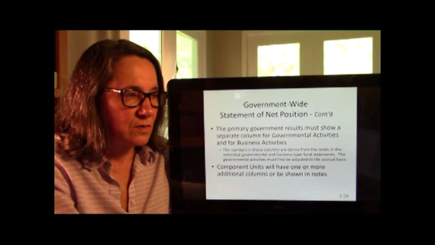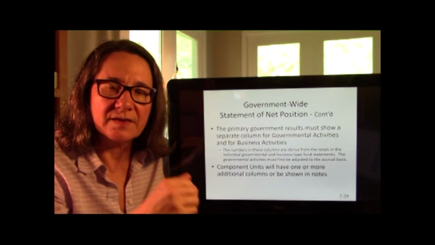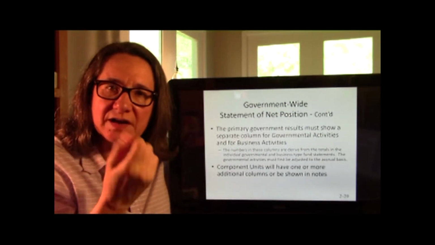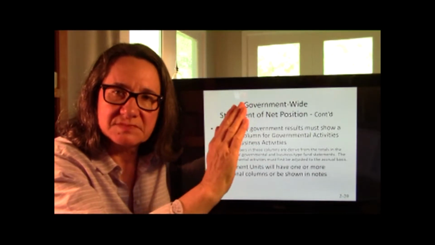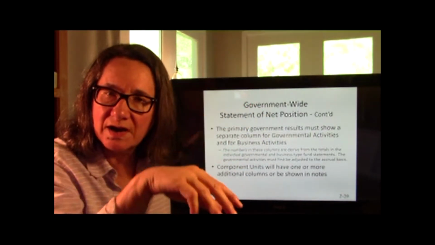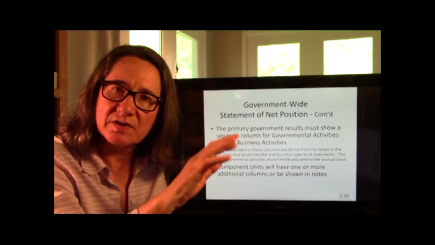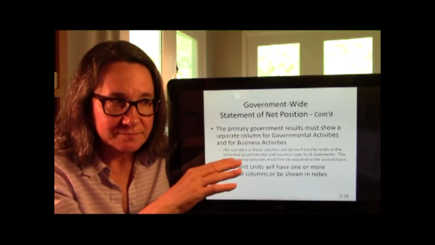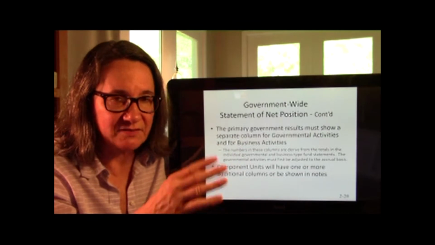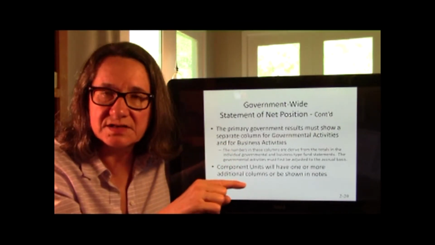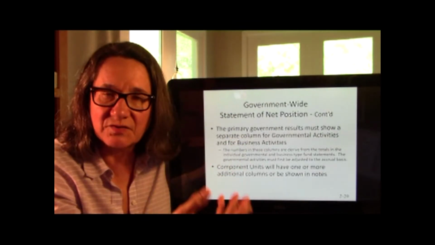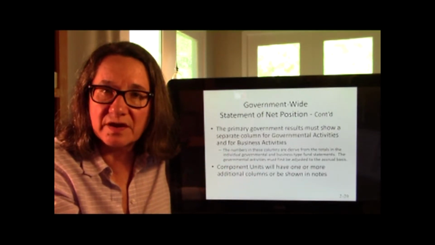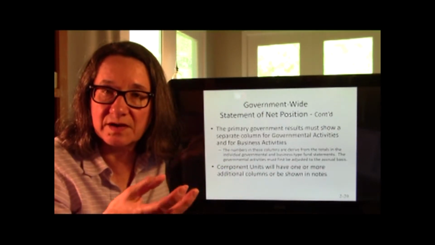So you're going to have some columns on these financial statements. You may be used to looking at a balance sheet and seeing this year, last year, year before, in columns. Well, these columns aren't necessarily for years. These columns are for different activities. So you have governmental activities, which are the general governmental activities, and business activities. Think of those as the part of the government that runs like a business.